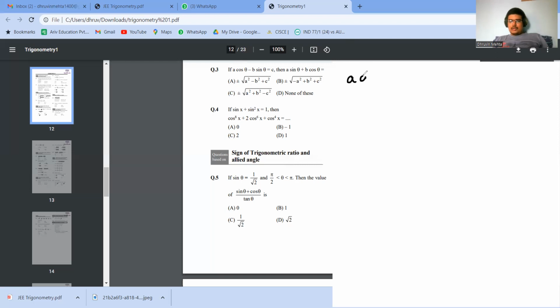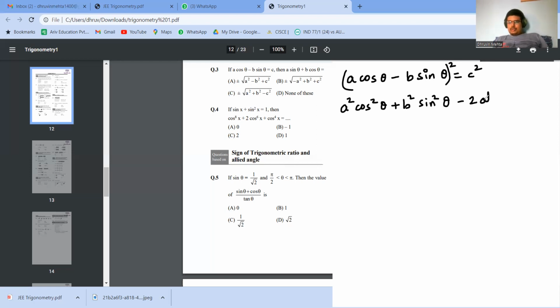जो given equation है a cos theta minus b sin theta equal to c, उसको स्क्वायर काटेंगे. Just square it, square both sides. चलो let's expand this. So we get a square cos square theta plus b square sin square theta minus 2 ab cos theta sin theta. This is equal to c square.